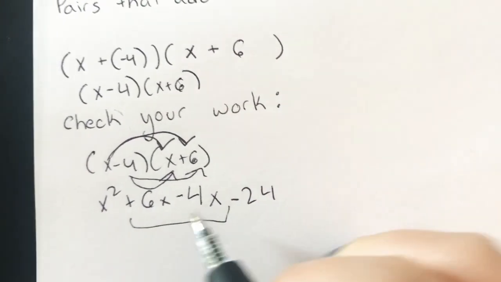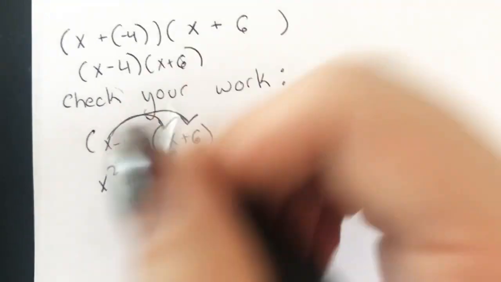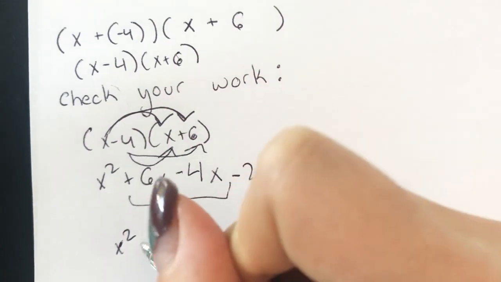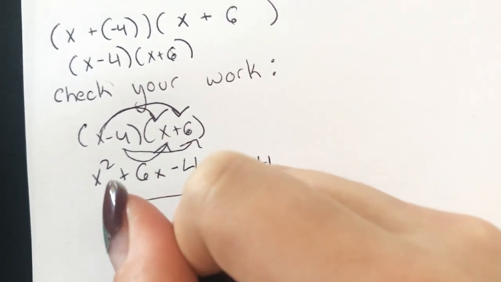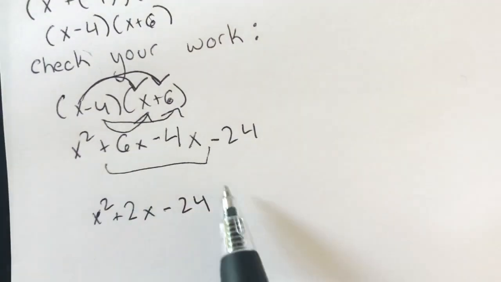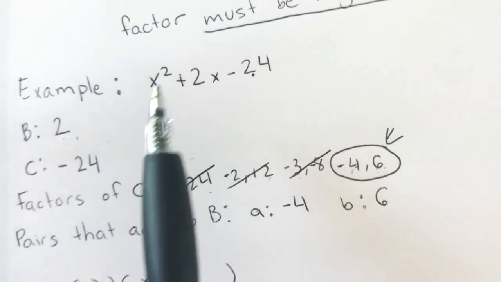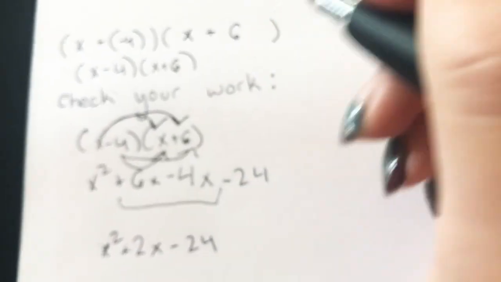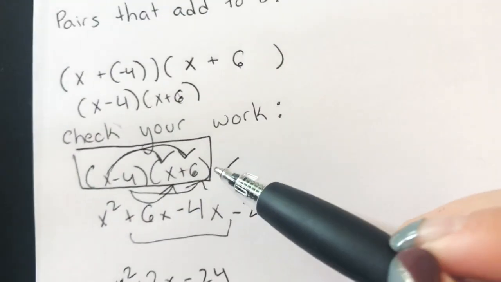Combining like terms here, my values here both being multiplied by x to the first power are like terms, so I can combine them, and I have x squared. 6 minus 4 is 2x, so positive 2x minus 24. And after I distribute, I can see that it does, in fact, match. So my factored form here of x minus 4 times x plus 6 did work. This is my final answer for putting my standard form into factored form.